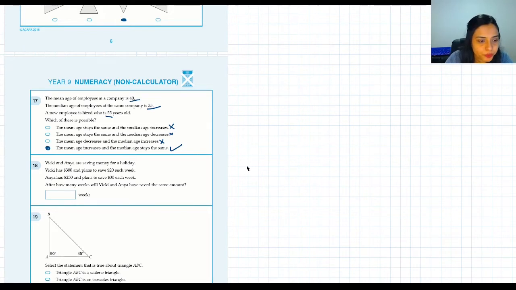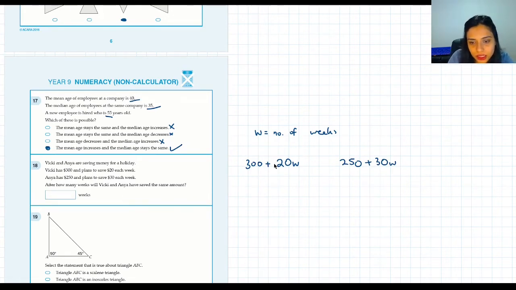Okay, so Vicky has saved $300 plus she's saving $20 each week. So we're going to let W represent the number of weeks. And Anya has saved $250 and is going to be saving $30 per week. And we want to know at how many weeks will they have saved the same amount. So when will this equal this?